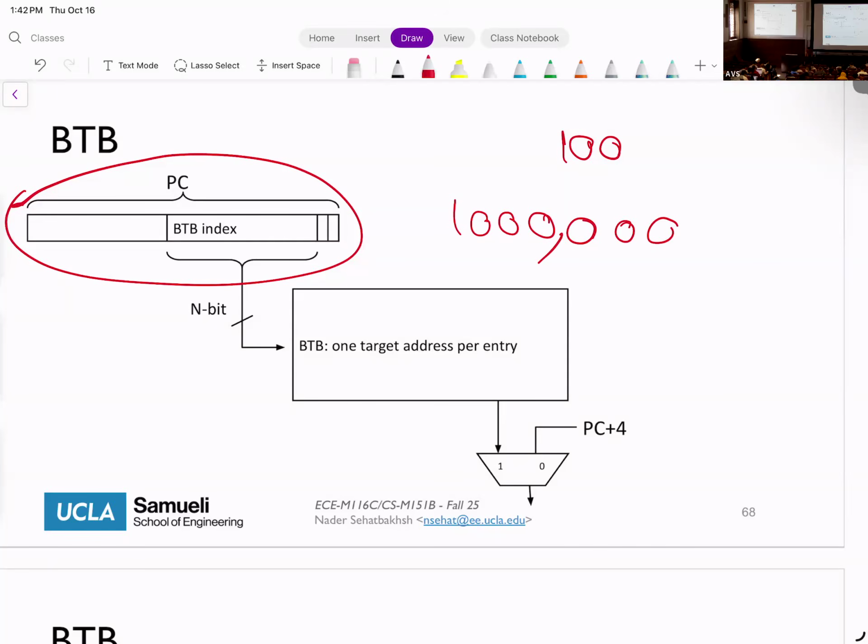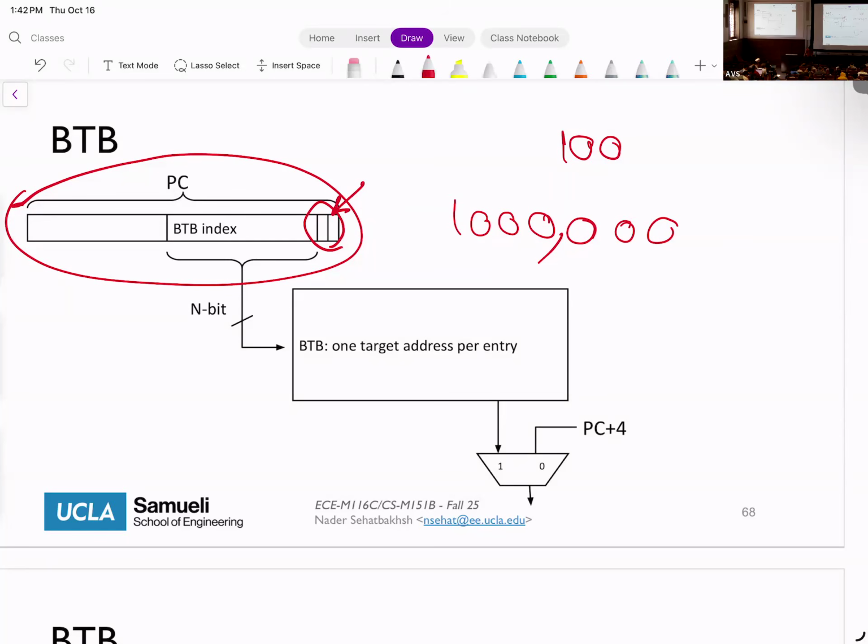And as you can see, I'm not using the first 2 bits. Why? Because the first 2 bits are always 0, right? We always do +4, +4, +4. There's no point in using those first 2 bits. So I'm starting from bit number 2 and use this thing called the BTB index. The number of bits basically depends on how many rows I have in my BTB. And then I'm addressing my BTB that way.